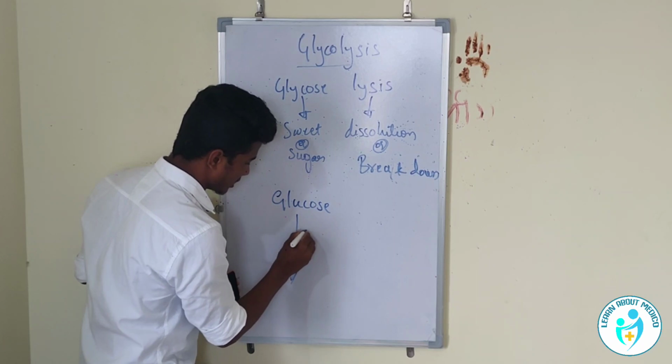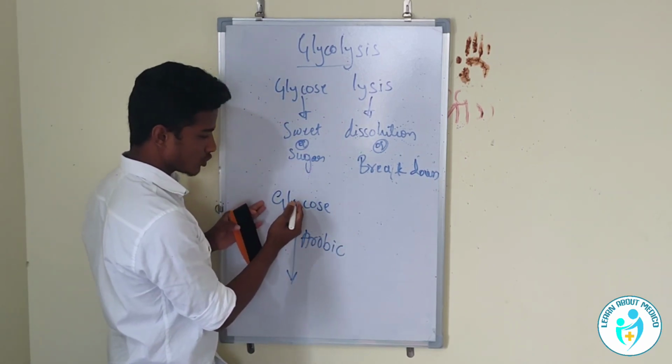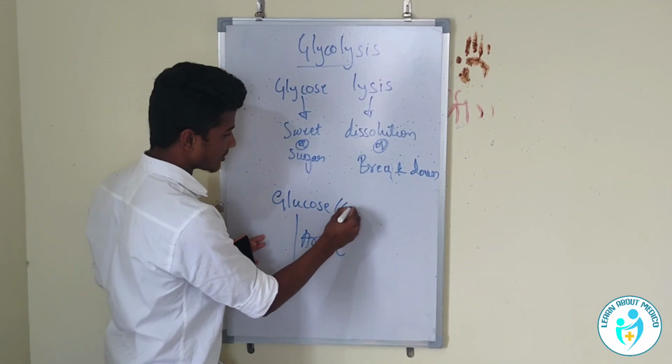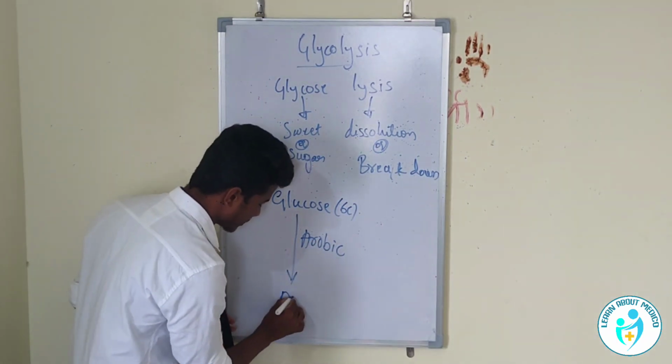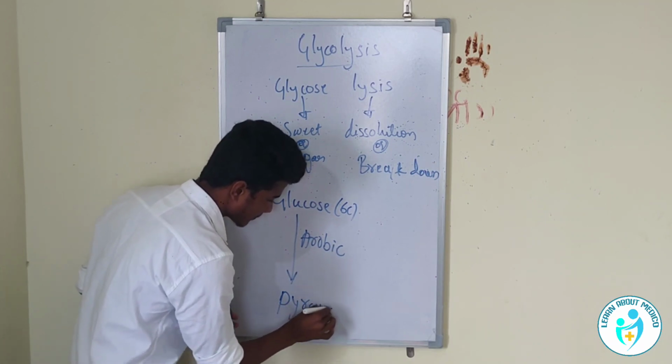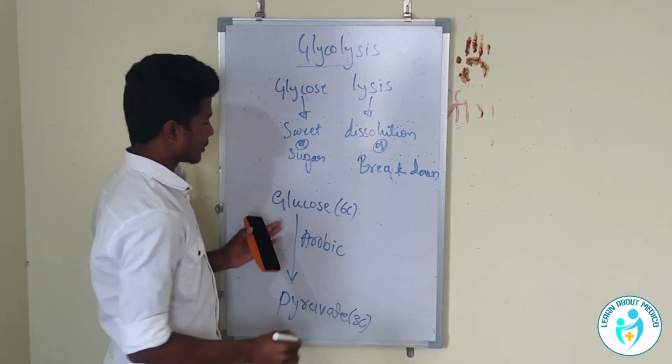During the aerobic condition, this glucose is going to be broken down. This is 6 carbon glucose. It is going to be broken down into pyruvate. This is 3 carbon.